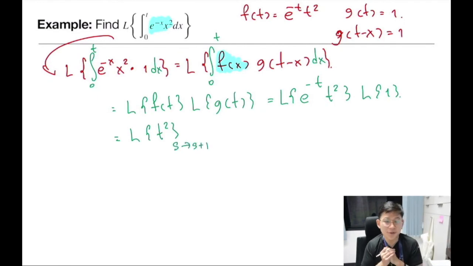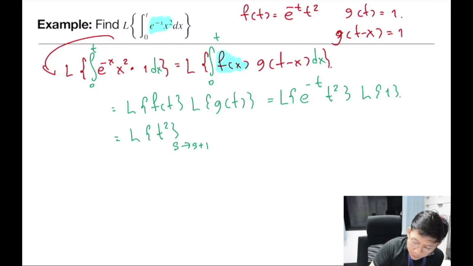If you remember, it's e to the as, and then you shift s to s minus a, when a is minus 1 in this case. It's the first technique. If you go back to the previous video, it's the first one. And then Laplace transform of 1 is 1 over s.